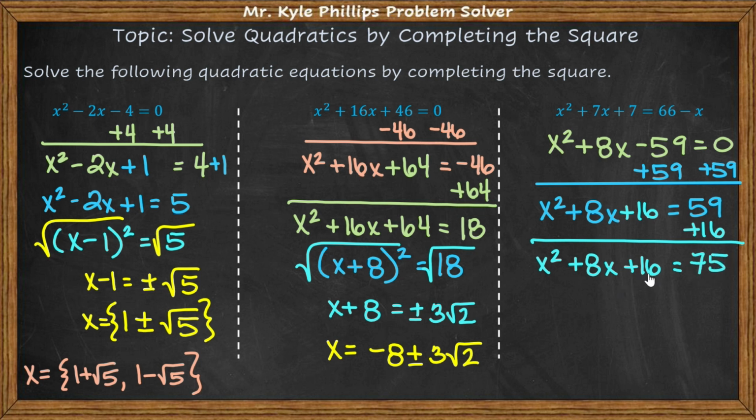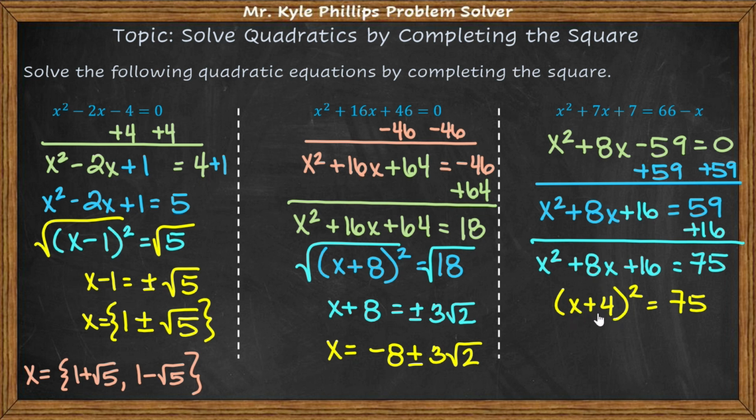And now what are factors of 16 that can add to give me 8? That's going to be 4. So I have x plus 4 and x plus 4. You should be noticing that anytime you use completing the square, the factors of this trinomial are always going to be the same because we're going to use the square root method to find our answer. So here we have x plus 4 equals 75. You should also be noticing that this number is always going to be this number cut in half.